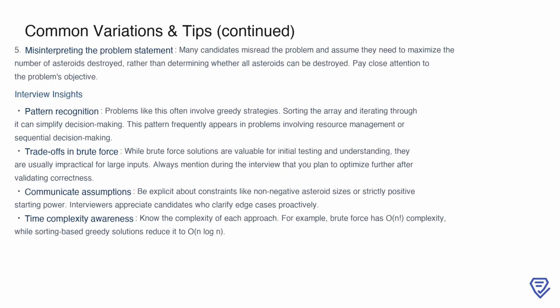Misinterpreting the problem statement is another frequent mistake. Many assume the goal is to maximize the number of asteroids destroyed, rather than determining whether all asteroids can be destroyed. This misunderstanding can lead to incorrect implementations, so it's vital to pay close attention to the problem's objective.